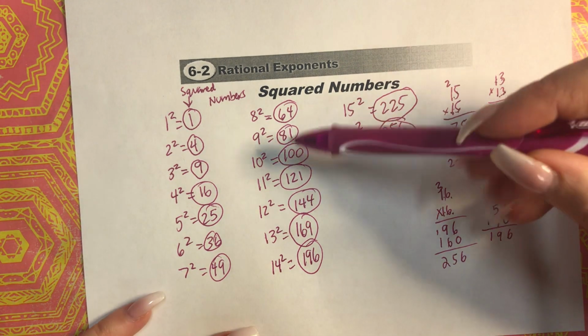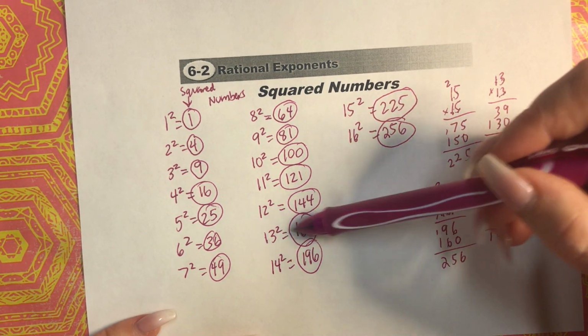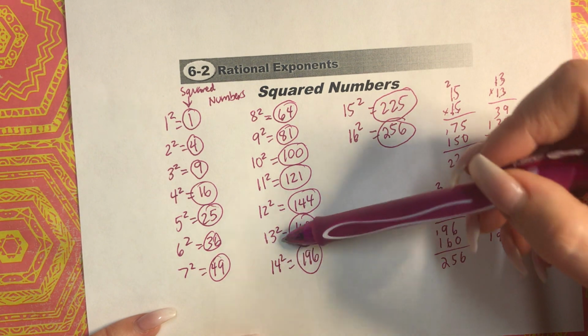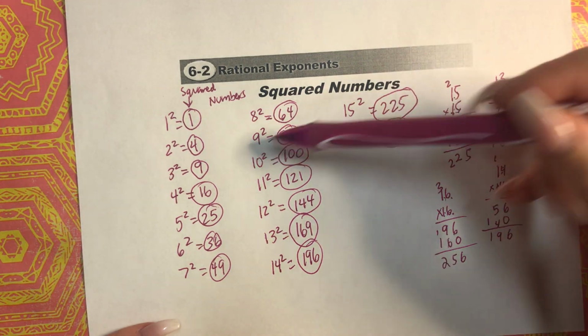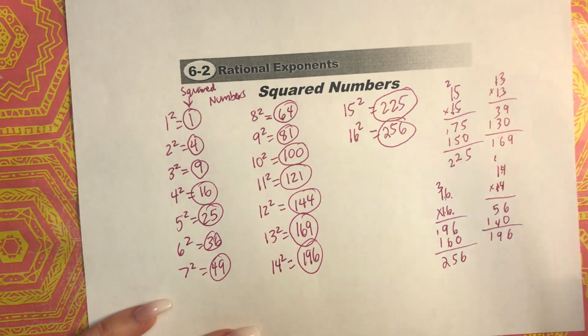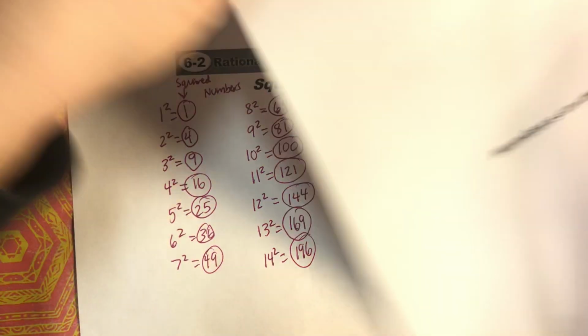What's going to happen is you're going to see a number like 169 on your homework, and it's going to ask for the square root of it. If you know that this is the same thing as 13 squared, it's going to be a ton easier for you, okay? So we're going to memorize all of these squared numbers and practice this with our warm-up.